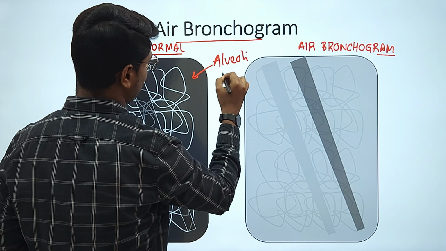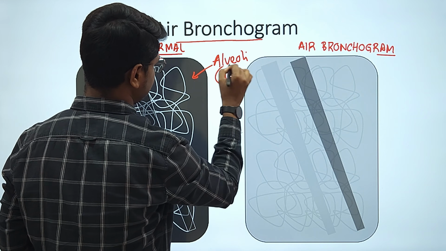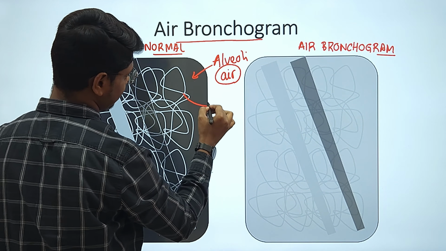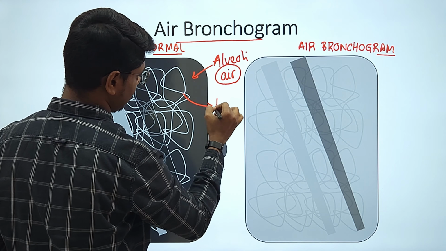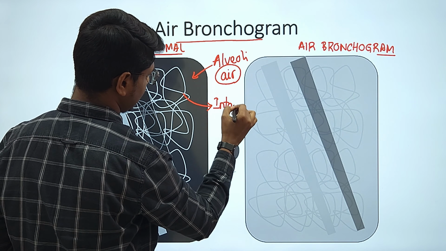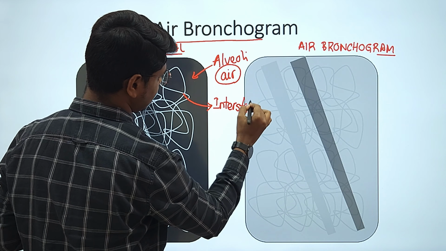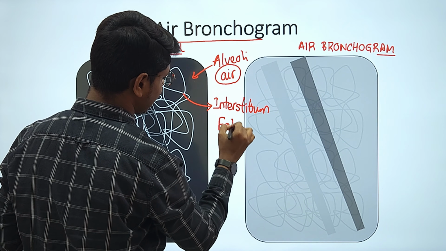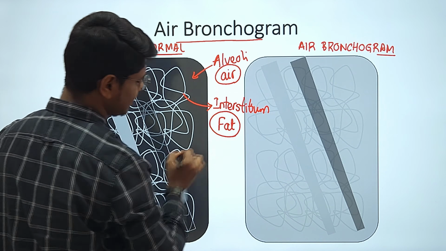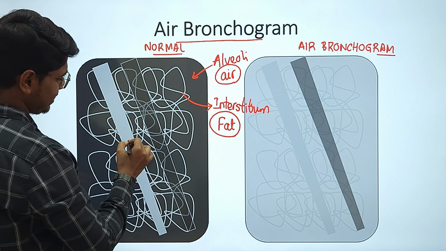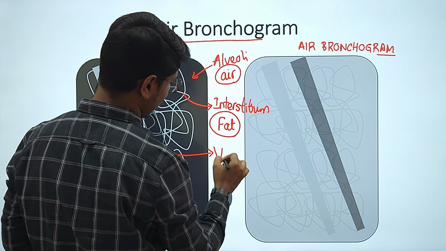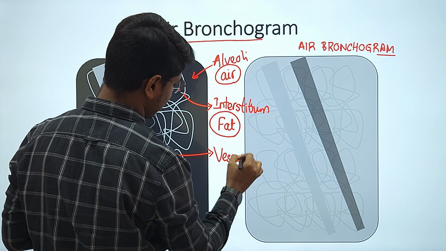This alveoli is of air opacity. This white string-like thing is basically the interstitium, which is of fat opacity. For your understanding, I am telling fat opacity because it is slightly less than the soft tissue opacity. Now this is a vessel. I told you in interstitium you will find vessels. Vessels are of soft tissue opacity.